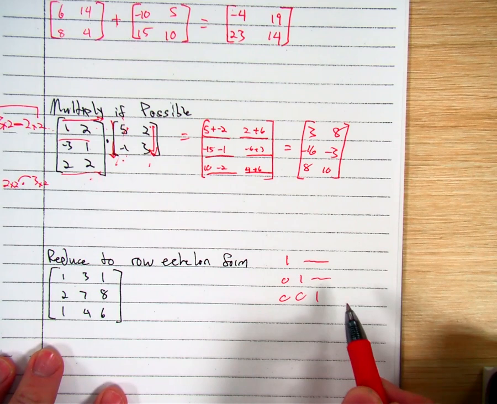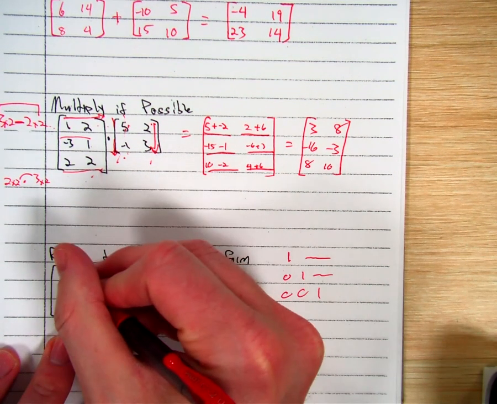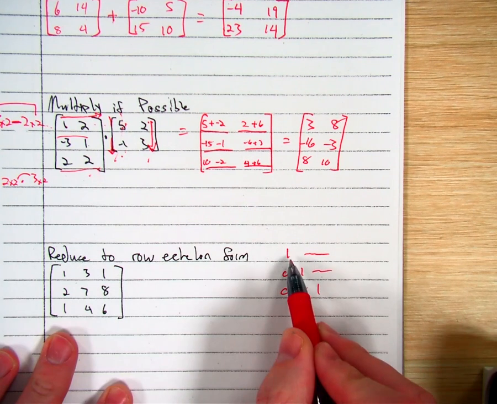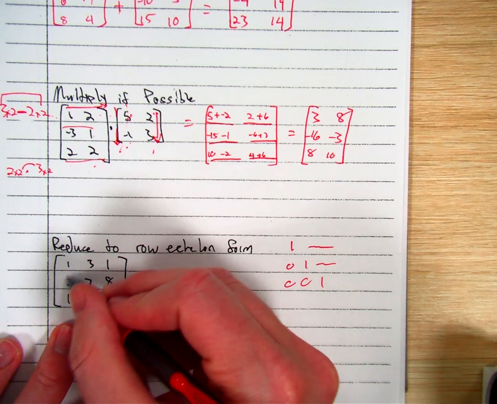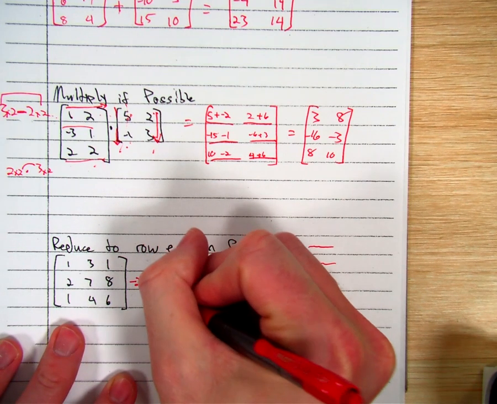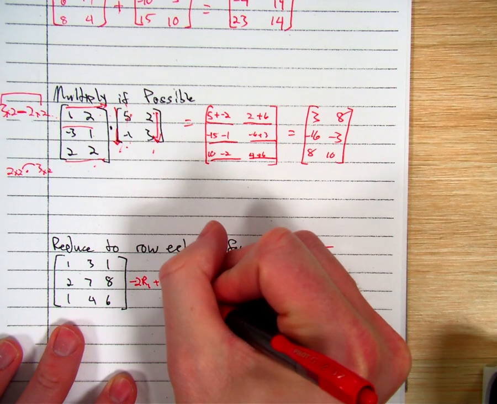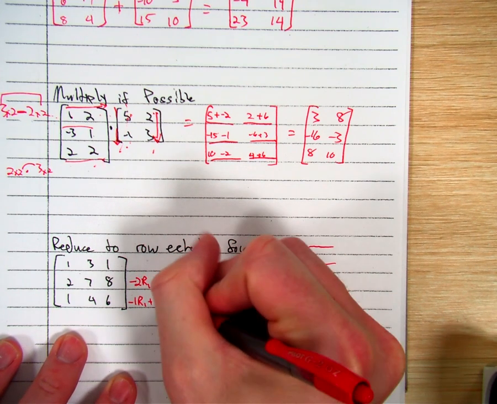So I like to do more than one step at a time, especially early on. So we have our leading 1 in the top left corner already. That's what we want, so we're not going to touch that, but we are going to change these. I want these to be zeros. So we're going to go negative 2 R1 plus R2, and then negative 1 R1 plus R3.